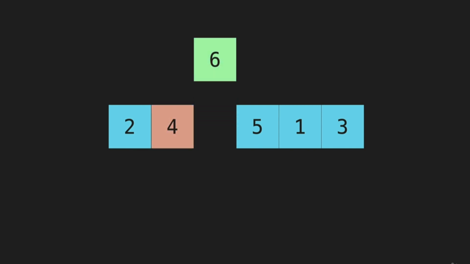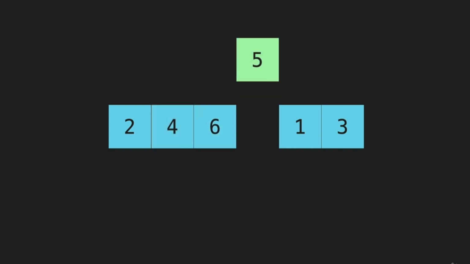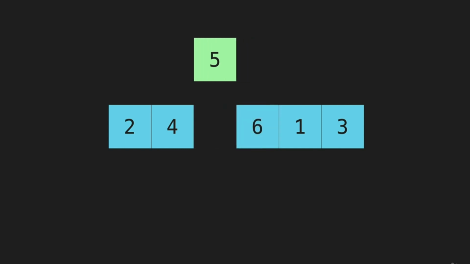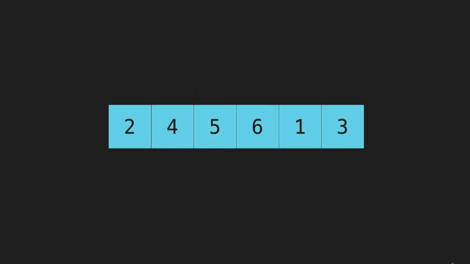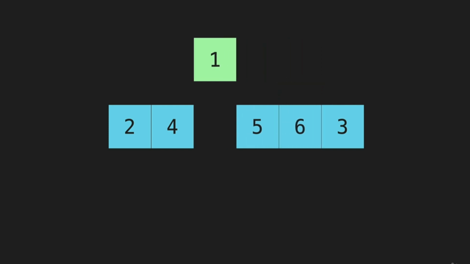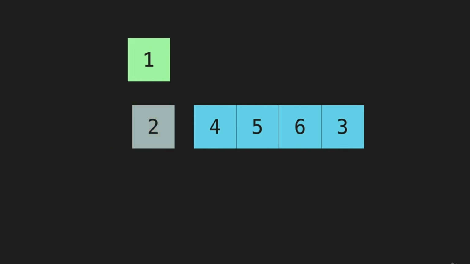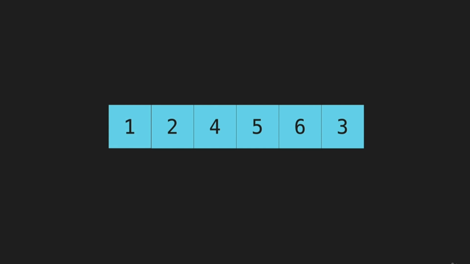In this case, the 6 is not less than 4, so that's going to stay put. And now the 5 is less than the 6. We will move that over, and then we'll compare the 5 to the 4. It's not less than the 4, so that's the spot where that goes. And now the 1 is less than the 6, and the 5, and the 4, and finally the 2, and we drop that in there.